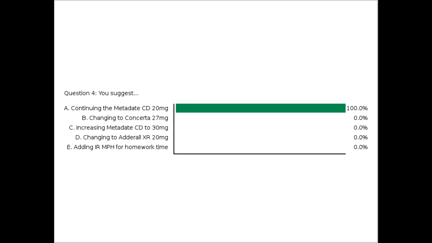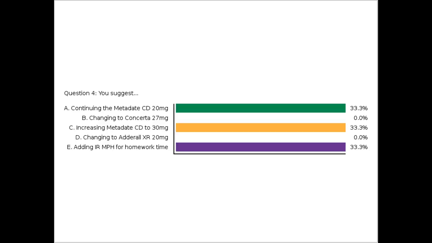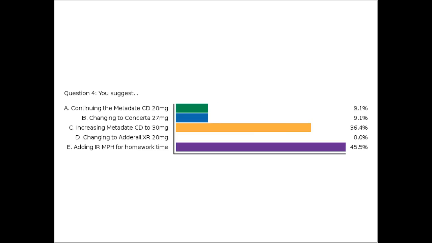Let's stay where we are. Let's try Concerta 27, increase the Metadate dose, or switch to Adderall. And the last choice is to add an immediate release methylphenidate for homework time. So if y'all would vote now, lots of choices, and I think there are a number of choices.